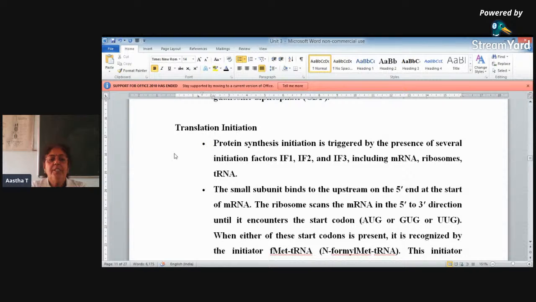Now, translation initiation in case of prokaryotes. Protein synthesis initiation takes place by various factors which are known as initiation factors: IF1, IF2, IF3, mRNA, ribosomes, and tRNA. They all form the initiation complex.